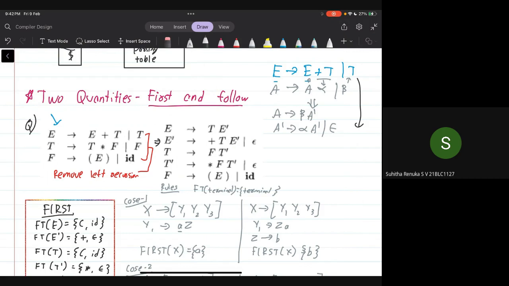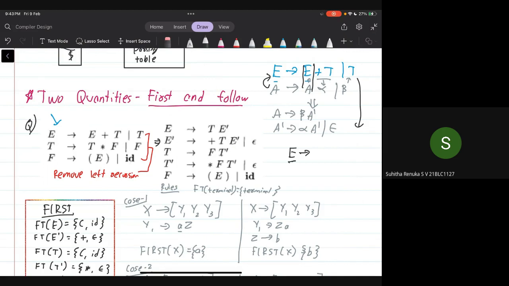E goes to E plus T or T. The formula: A goes to A alpha or beta. What is A with respect to this? A is E. What is your alpha? Plus T, because A is only this thing, so the rest of it, alpha, is plus T. What is beta? T.